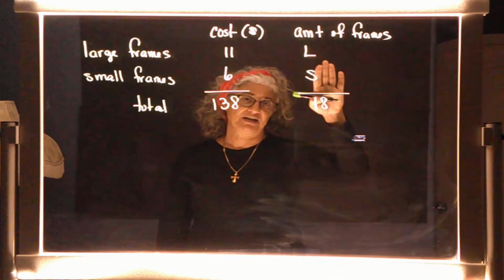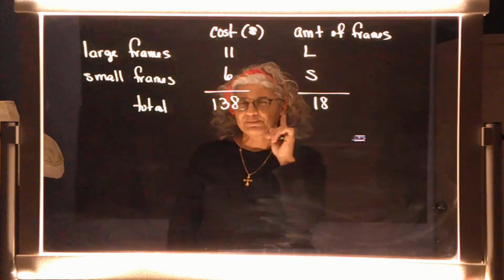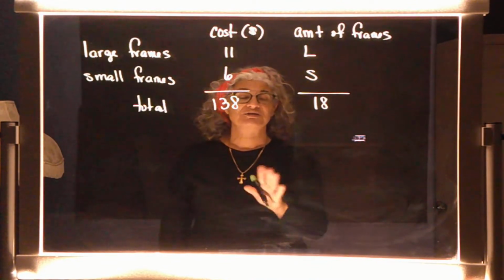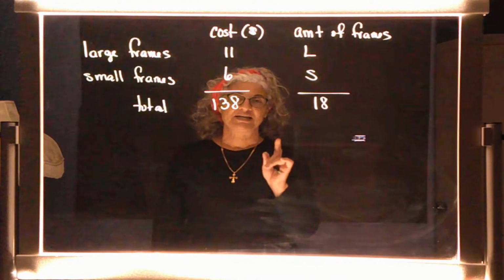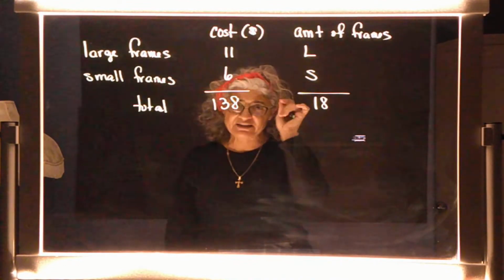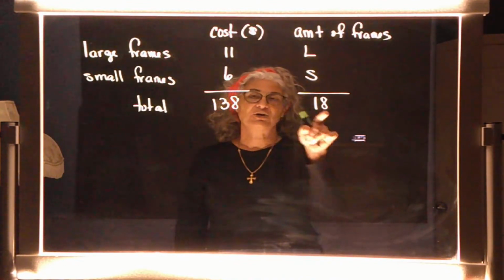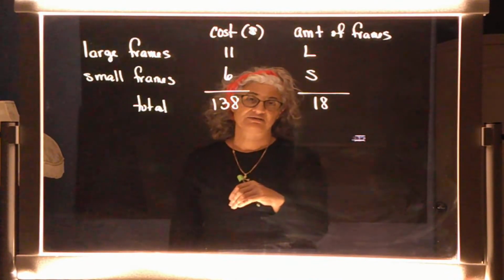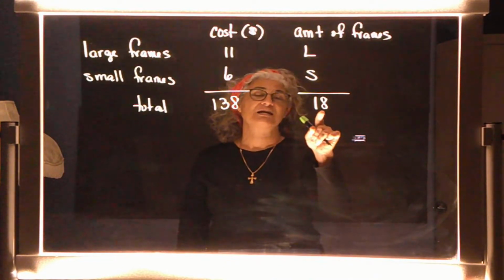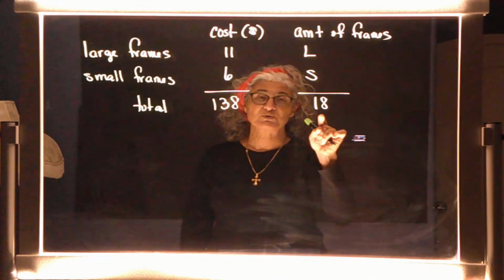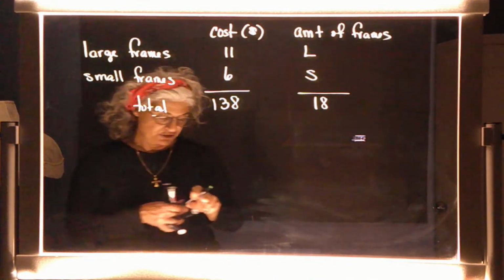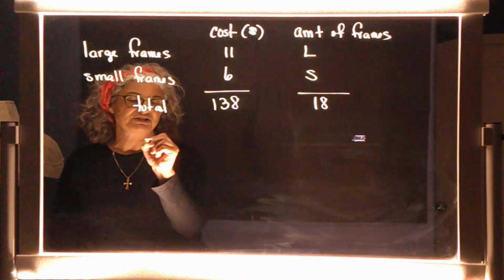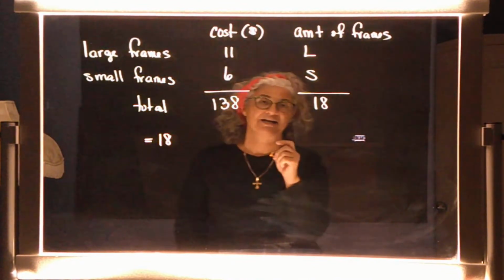How many variables do we have? 2. How many equations are you going to need? 2. Now, for some of you who aren't sure how to set these up, here is a key for you. The totals are what my 2 equations end up equaling. So here's the thing. For instance, the amount of frames, the total is 18, right? So if the total is 18, total means I'm going to do what operation? I am going to add.